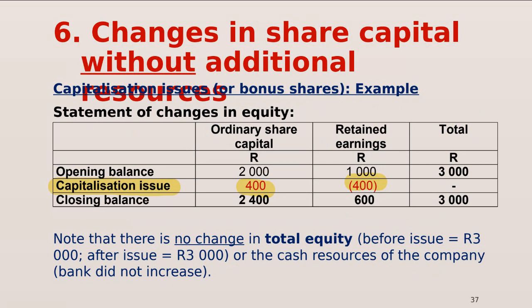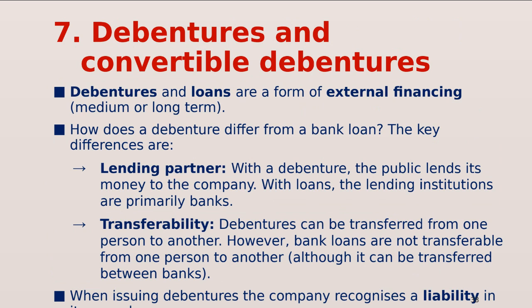Okay. So what I'm trying to say here, in the statement at the bottom, is if you have a look, the total at the beginning of the year was 3,000 rand. At the end of the year, it remained 3,000 rand. So there's been no change in the total pie, but just the allotment has happened within the pie. The adjustment has happened within the pie.